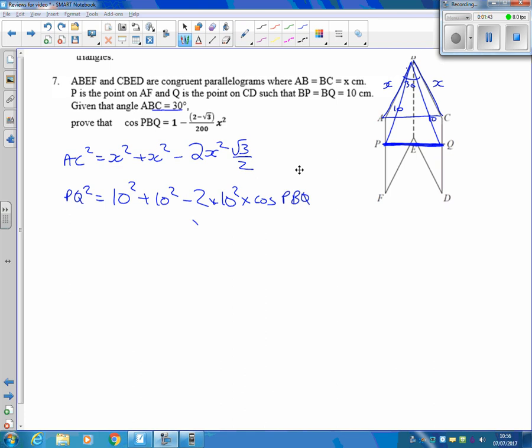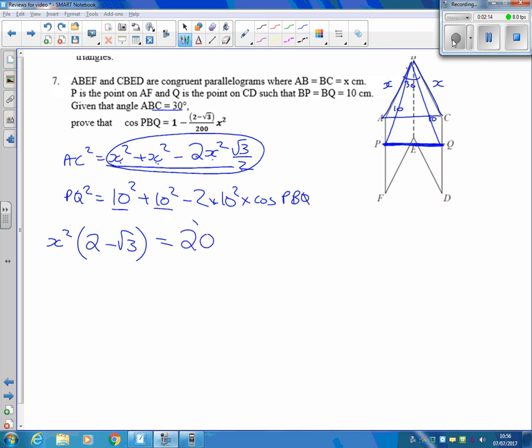Right, looking at that all together, everything's got an x squared in it, so you can take a factor of x squared out. You've got 1 plus 1 is 2, take away 2 root 3's over 2. And of course 2 root 3's over 2 is just root 3. So that's that one there. This part here, we can work this out. We've got 10 squared and 10 squared: 100 plus 100 is 200, minus 200 times the cos of the angle that we're trying to get.